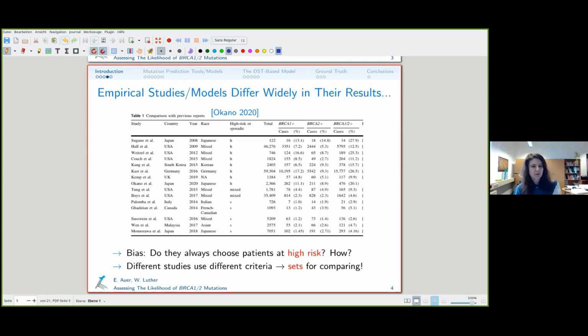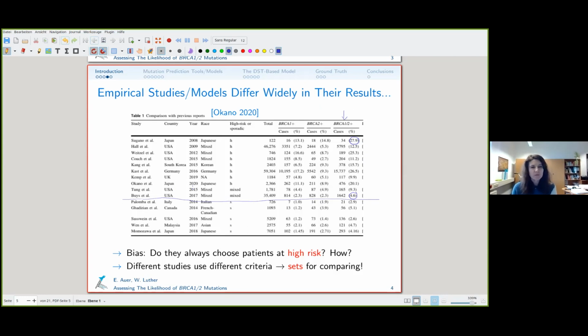What about these prediction probabilities? Empirical studies and also models differ widely in their results. For example, here I've shown you a table from a relatively recent publication. We see different studies that compute, for example, the combined probability of a BRCA1 and 2 mutation. Even if we only concentrate on high risk mutations, that is hereditary mutations or mixed, leaving out the sporadic or somatic mutations, we can see that the results for this mutation probability can range from approximately 5% to approximately 28%, depending on the study, the race, the country of origin, and the time.